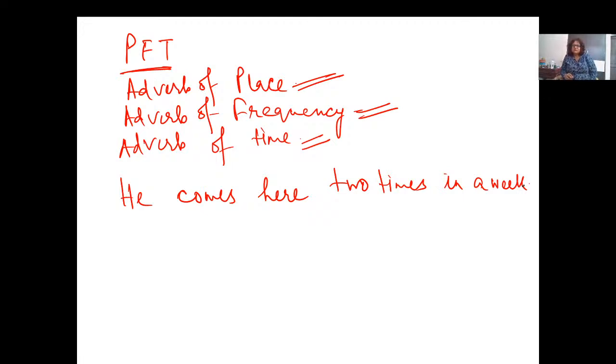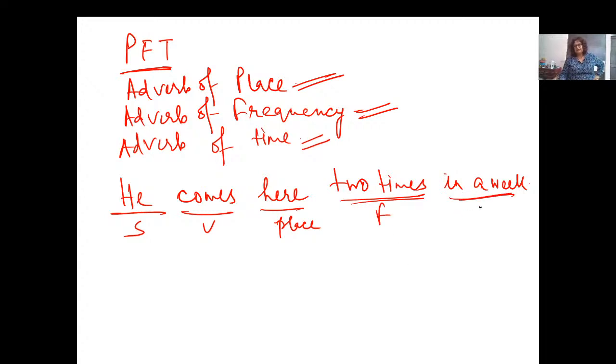He comes here two times in a week. So here is this sentence. He is a subject, comes is the verb. Here, that is the place. Two times, that is the adverb of frequency. In a week, that is the time. So that's why PFT. This is the right sentence.